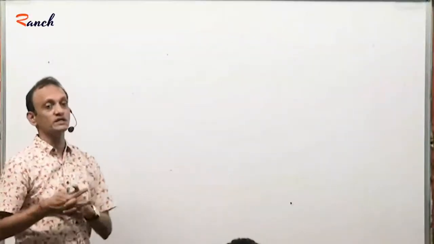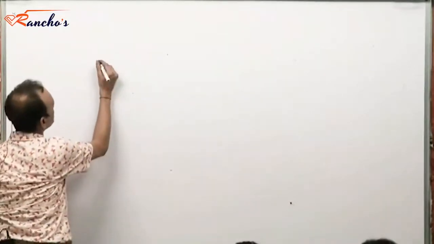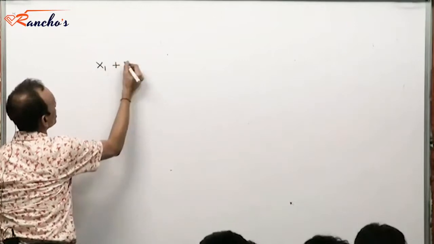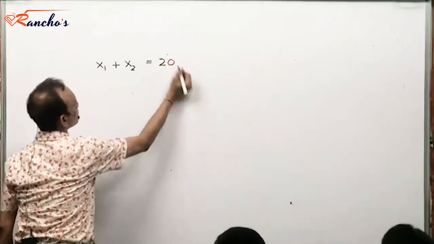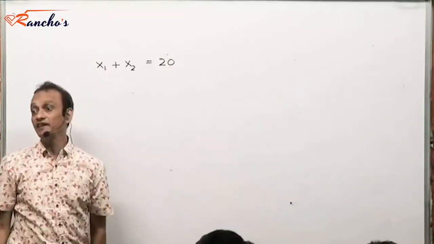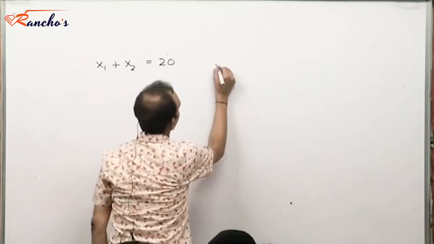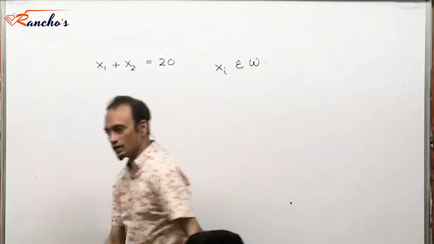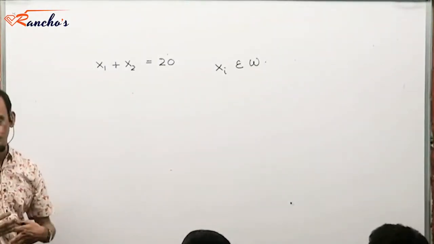I just want to emphasize a concept. See, if I have, say, x1 plus x2 equal to 20, and xi's are whole numbers. And I want to find the number of whole number solutions to this.